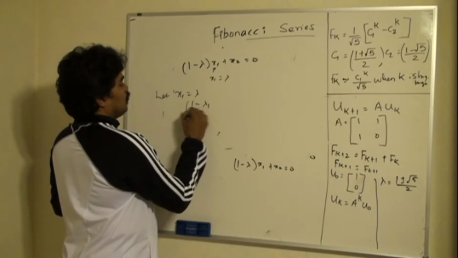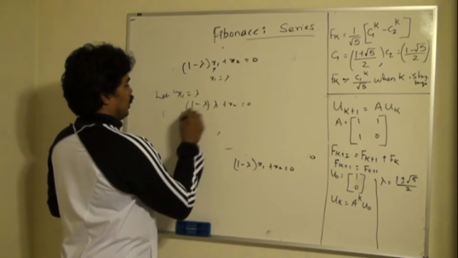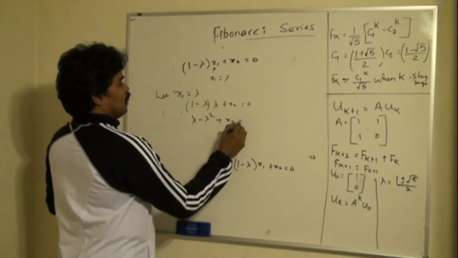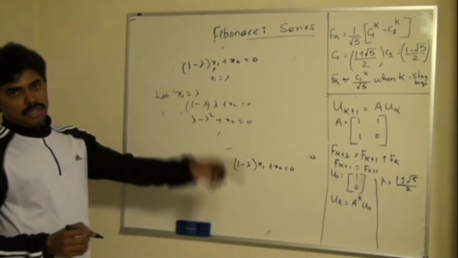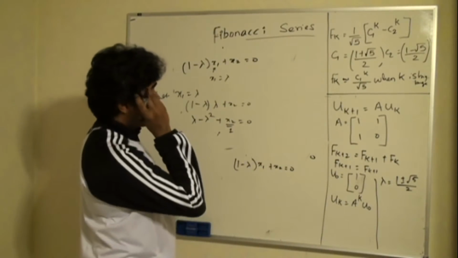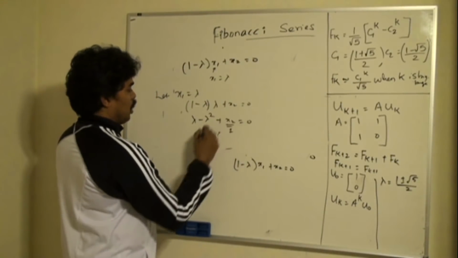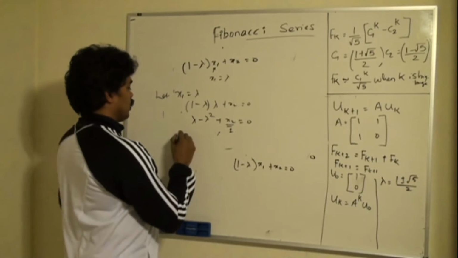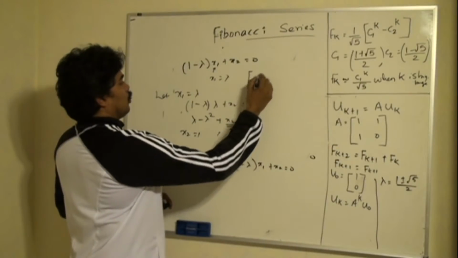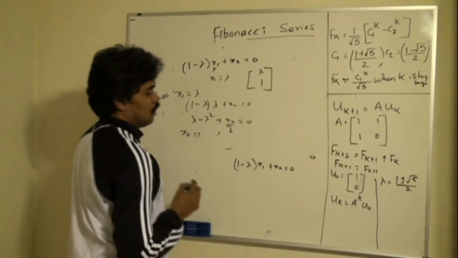So 1 minus lambda, times lambda, plus x2 equal to 0. Then it means lambda minus lambda square plus x2. Now this is the form of the characteristic polynomial, so this is going to be 1, right? I should have written the characteristic polynomial, because I'm trying to use it as much as possible here. If this is 1, then we know it is going to be 0. So x2 is going to be 1. So the eigenvector is going to be lambda and 1.